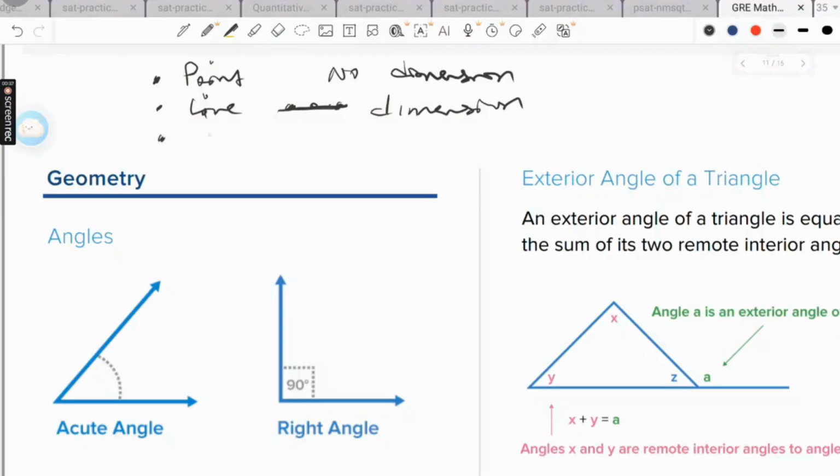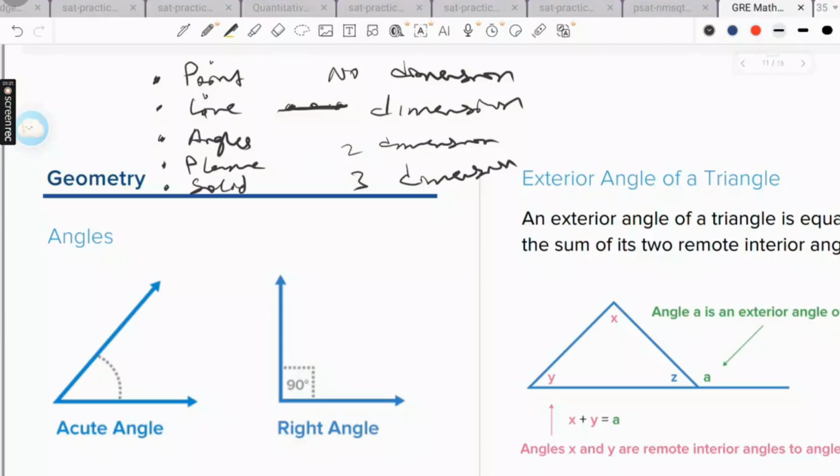Then you have angles. You join lines together, you have angles. Then from angles you have plane. Planes are two dimensions. An example is a triangle, which is a plane shape. Then we have solid, that is three dimensions. Examples are a cube and a cylinder.